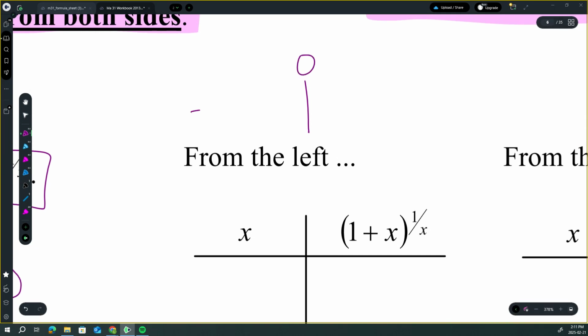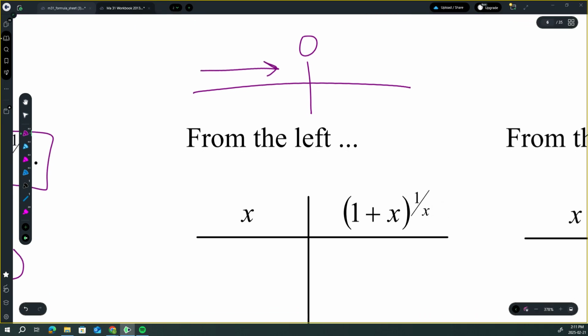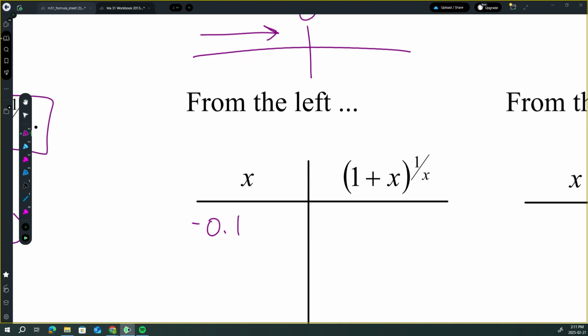Okay. So choosing values of x approaching 0 from the left. On our number line here, we're approaching from the left, so we're going this way. I'm going to choose negative 0.1 for my first value because that's pretty close to 0. If I put negative 0.1 into f of x, we'll get 2.8679... The number keeps on going forever and ever.